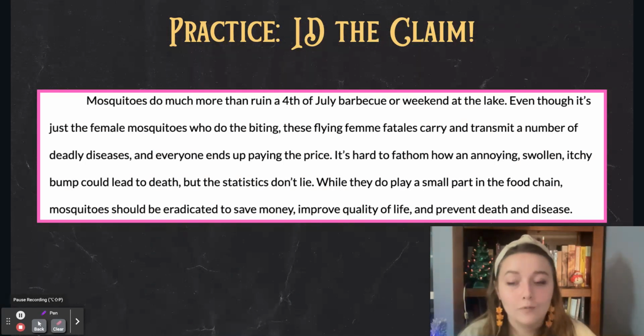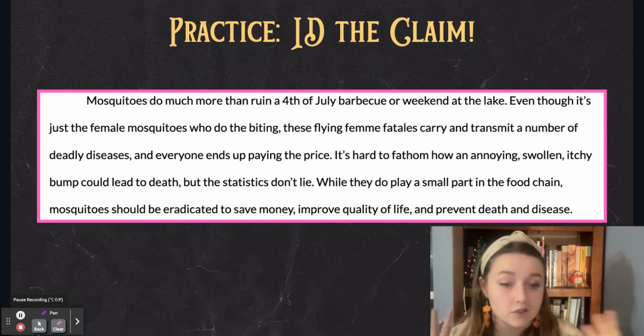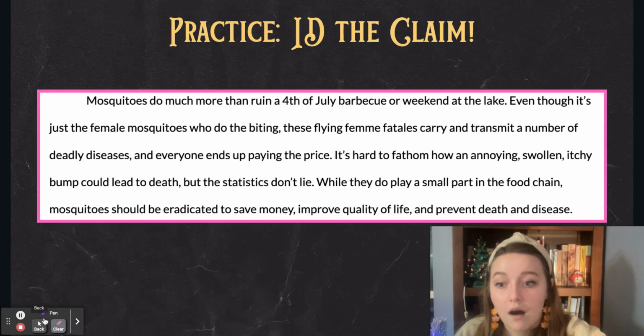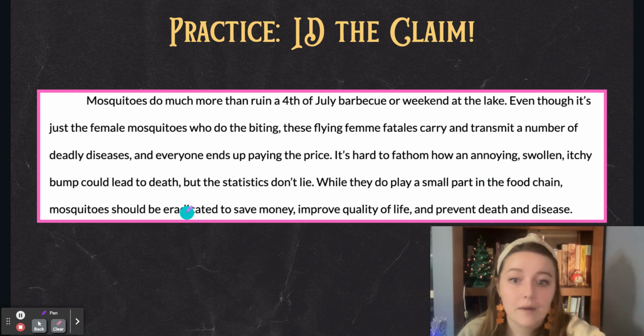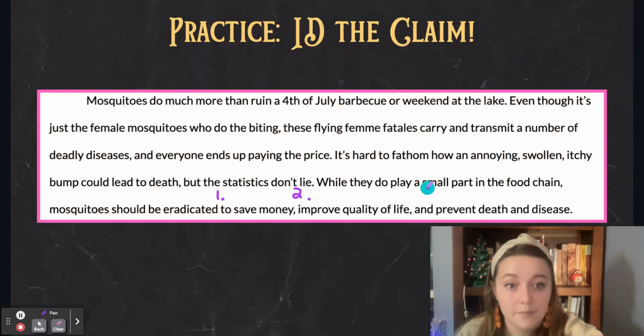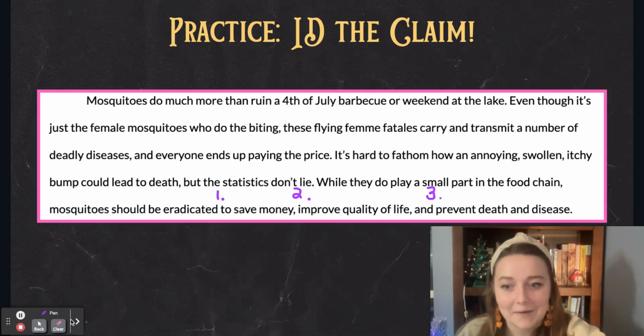All right. Hopefully, you said that our claim ends up being that mosquitoes should be eradicated, they should be eliminated. But we also have a thesis here. We can see our three main reasons. Mosquitoes should be eradicated is our claim to save money. We'll probably touch on that in paragraph 1. Improve quality of life. Probably touch on that in paragraph 2. And prevent death and disease. We'll probably touch on that in paragraph 3. All right, let's keep moving.